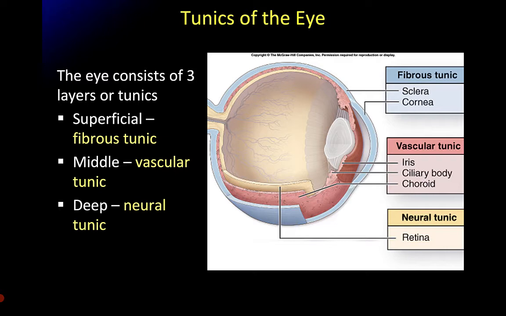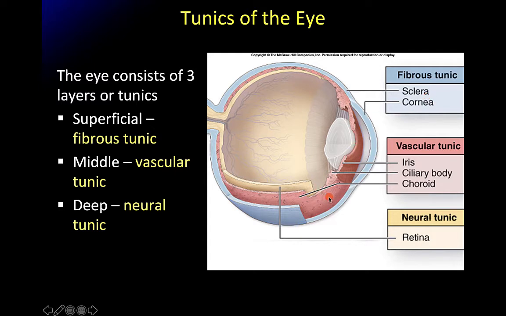Now, as far as the eye itself goes, this is a 3-layered structure. It's actually a really common setup in the body. We could treat our blood vessels as also having 3 tunics or layers. So we're going to have a superficial outer fibrous tunic. And our fibrous tunic we see here is shown in white. This front part would actually be clear here. It has only 2 parts, the sclera and the cornea.